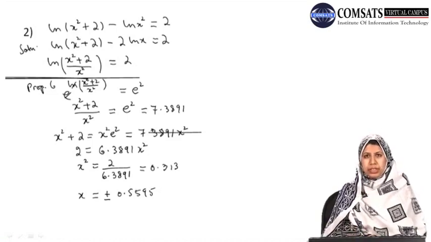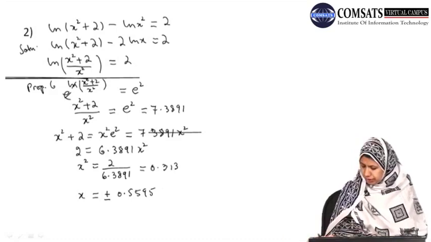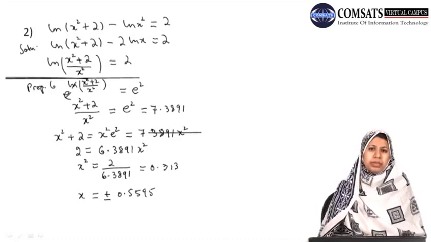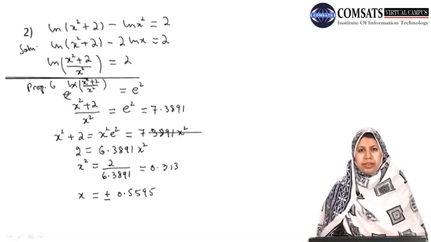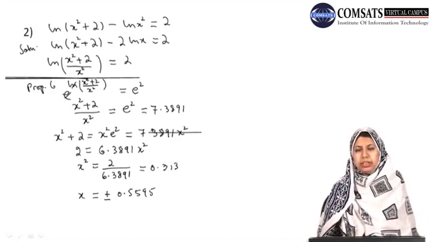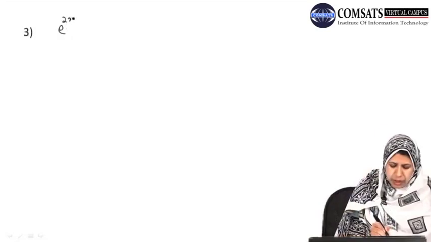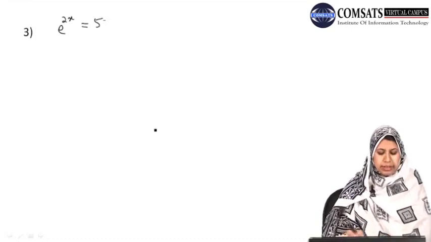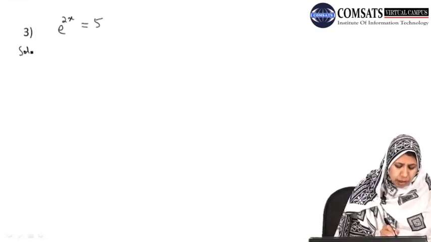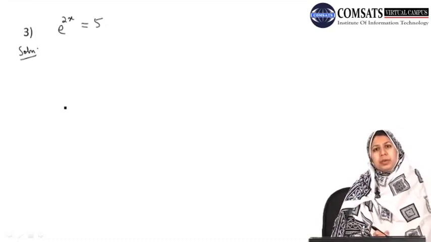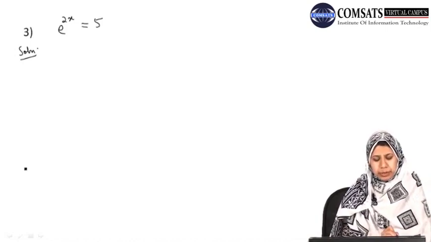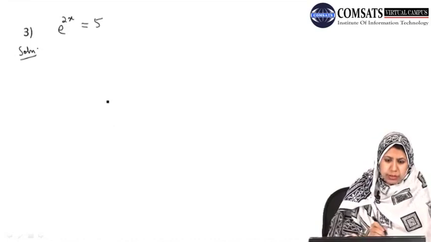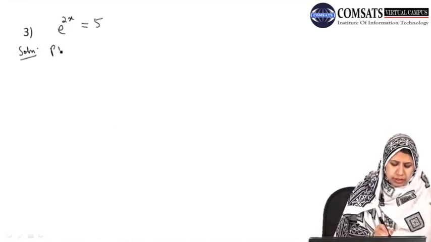So just by using our properties, we can easily simplify our logarithmic equation and find the value of x satisfying the equation. e to the power 2x is equal to 5. Then how can we solve this exponential equation? By using our properties to find the value of x. Okay, we will use our property 7 here.